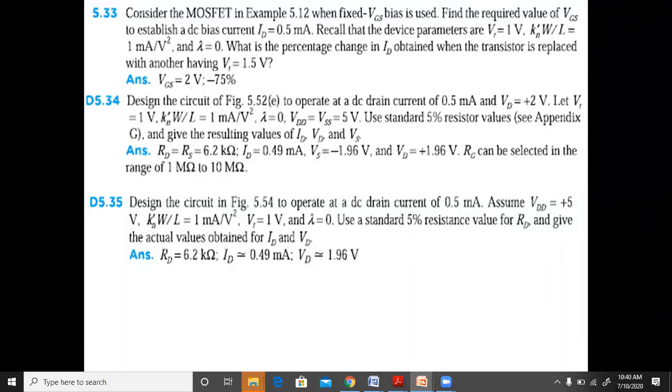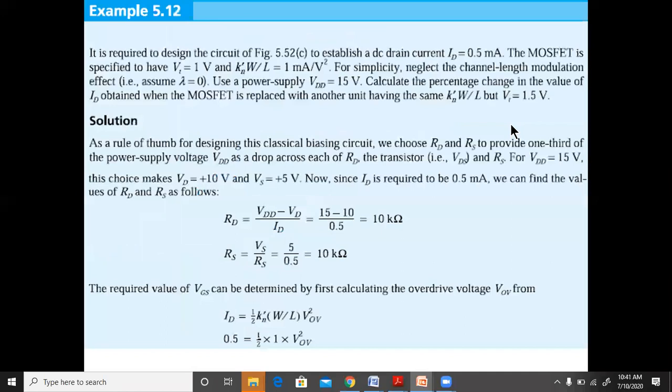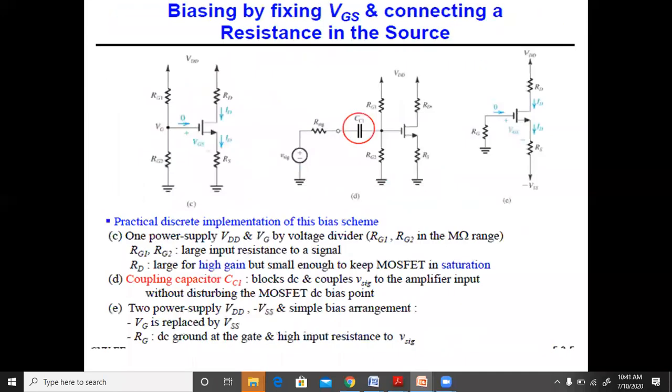We need to find out the values of ID, VD and VS corresponding to these resistors. Straight away we can try to find out ID, VD and VS. We are given VD equal to 2 volts in figure E, which corresponds to this.